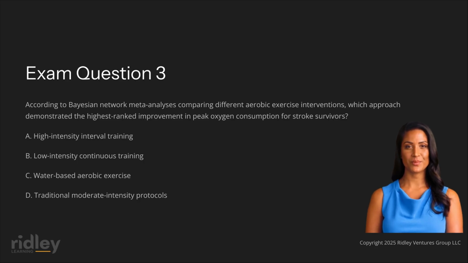High-intensity interval training emerged as the top-ranked intervention for improving cardiorespiratory fitness, with mean improvements in peak oxygen consumption of approximately 2.9 milliliters per kilogram per minute compared to usual care. This finding represents a paradigm shift in stroke rehabilitation, as clinicians historically favored conservative, low-intensity approaches due to safety concerns. Current evidence indicates that appropriately supervised high-intensity training is both safe and more effective for improving the cardiovascular deconditioning that frequently accompanies stroke.